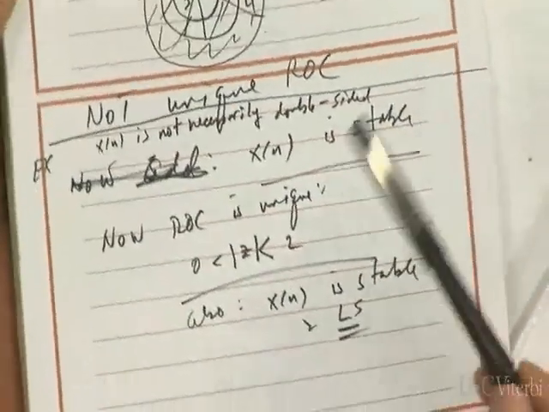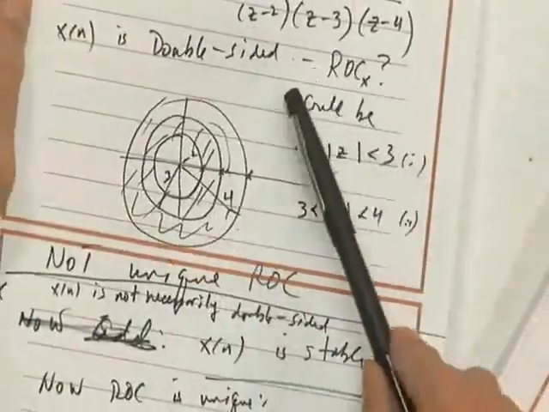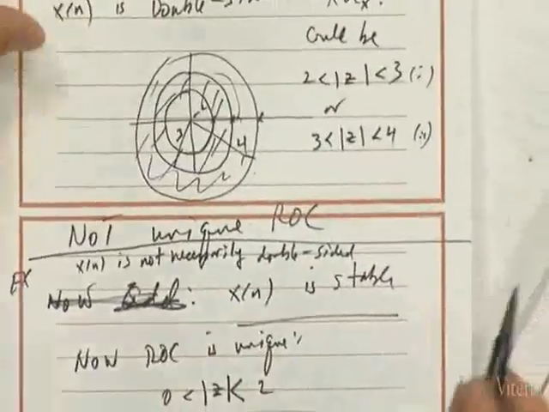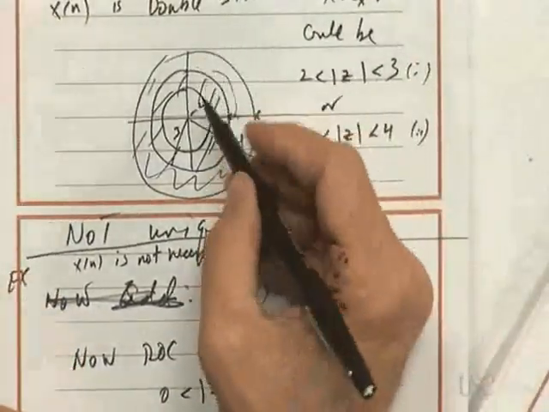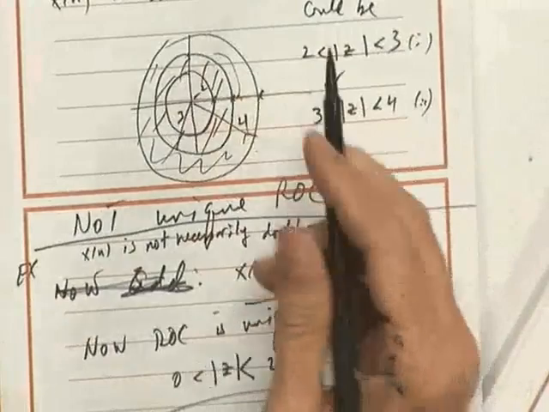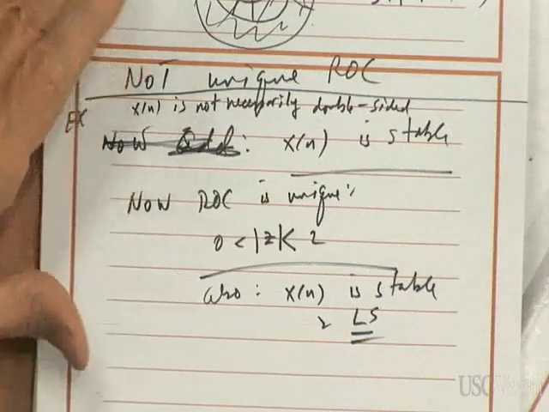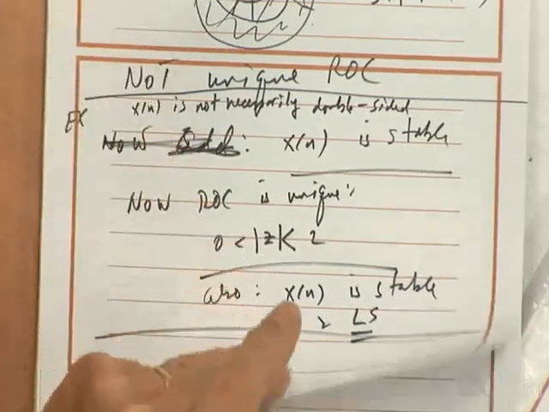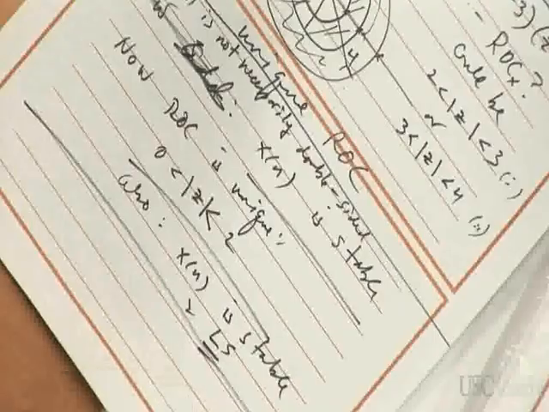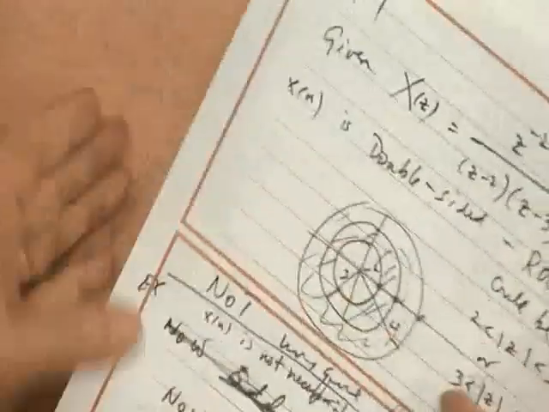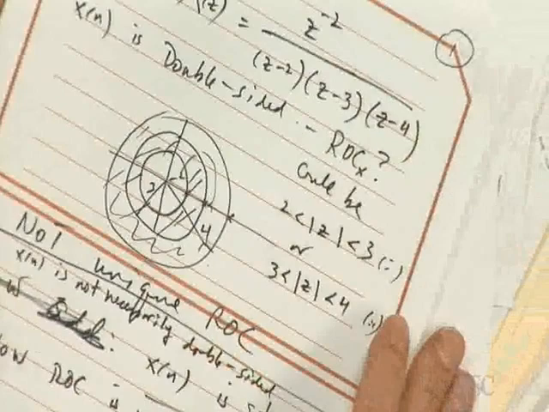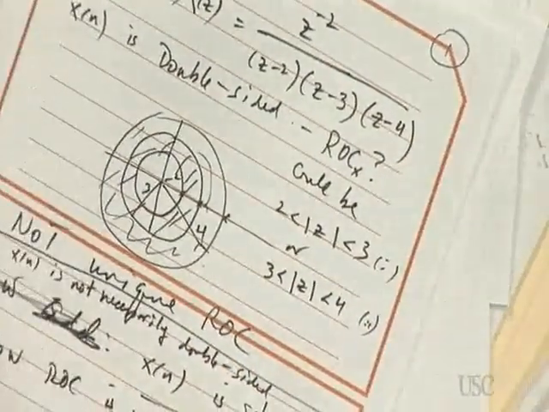But if all you know about this X of z is that x of n must be stable, then there's only one region that fits the bill, and it's this region, magnitude of z less than 2, because that clearly includes the unit circle. See? So lots of examples. I really should say lots of things to think about to wrap your mind around on this Z transform business. It's interesting, but like I said, I recognize there are a lot of concepts coming at you pretty quick.